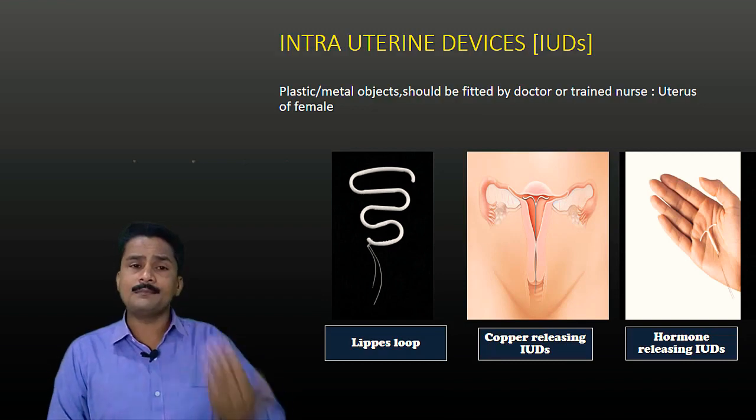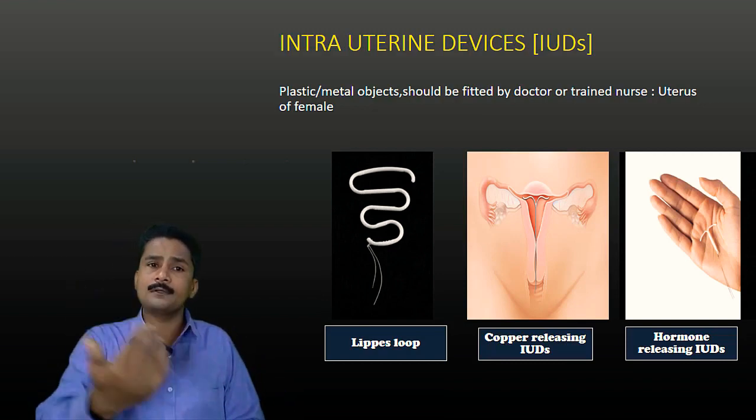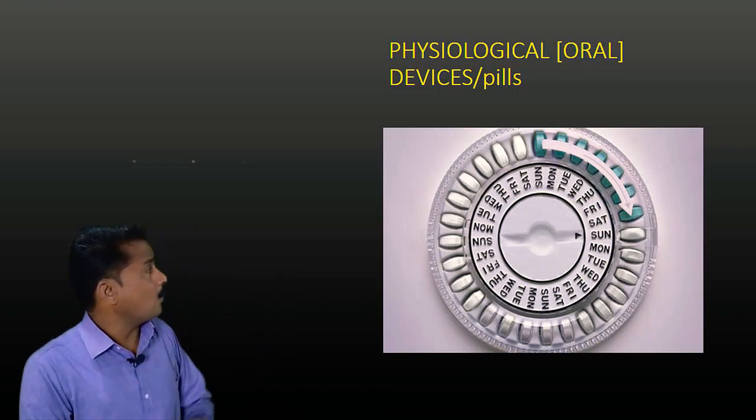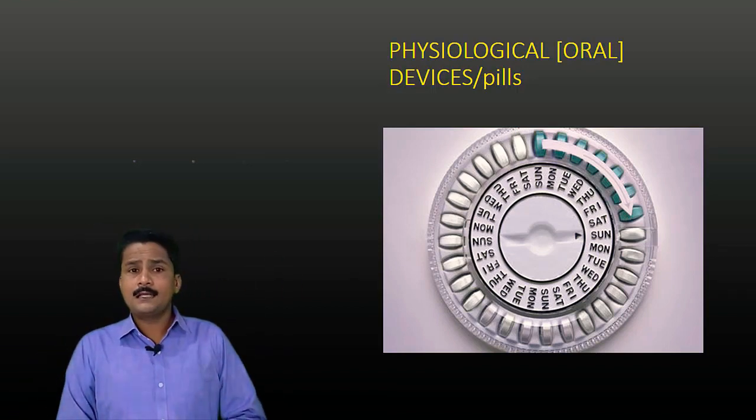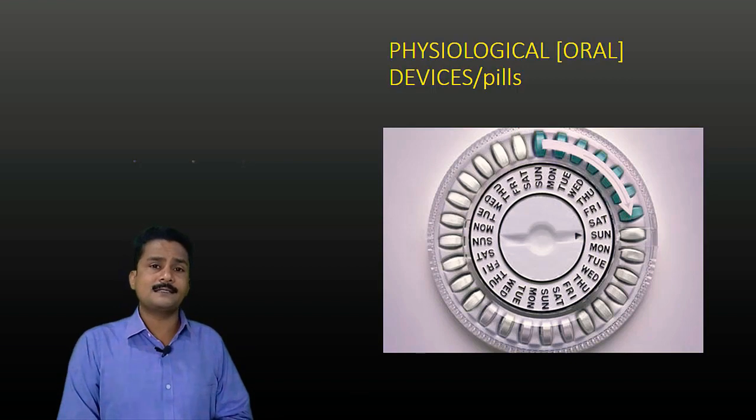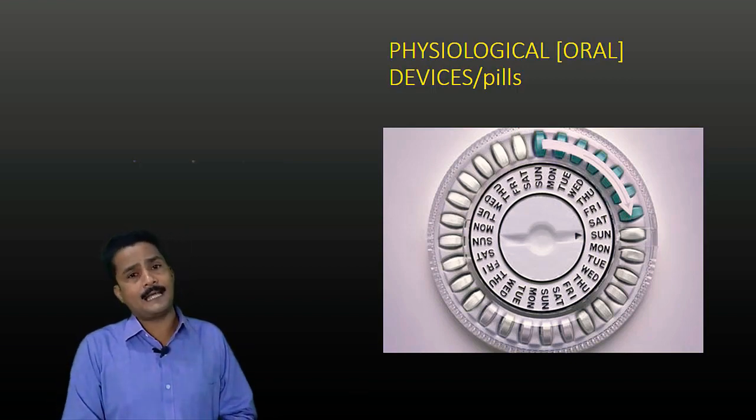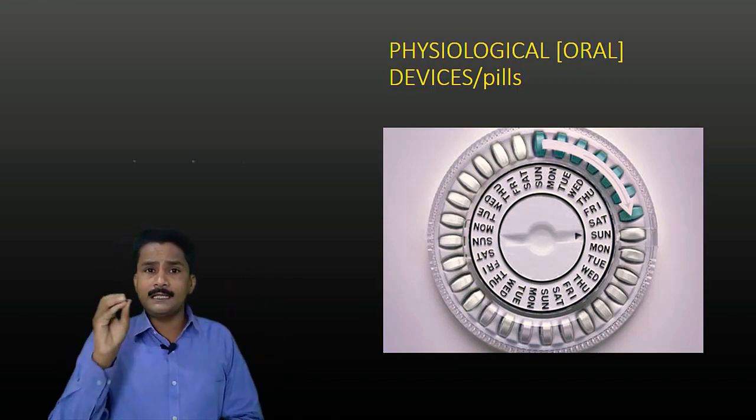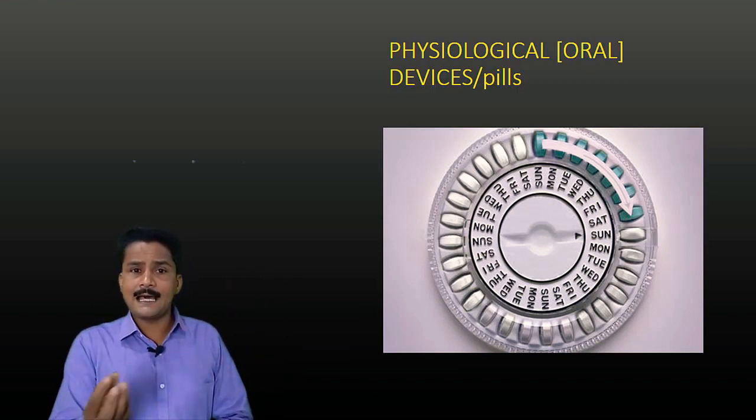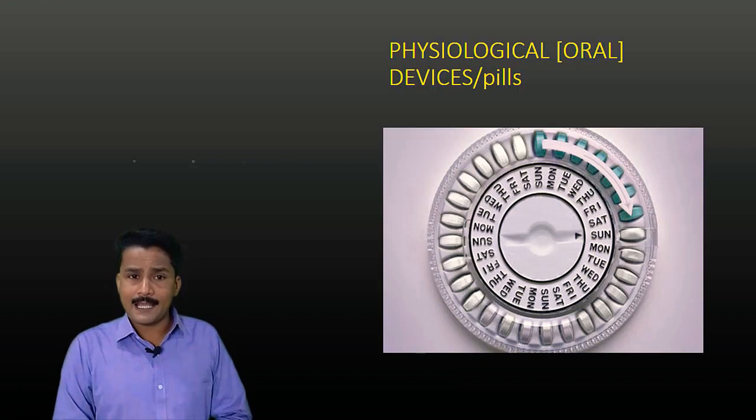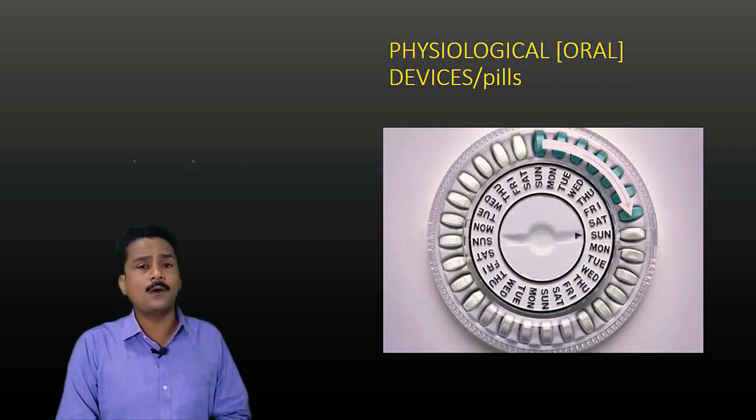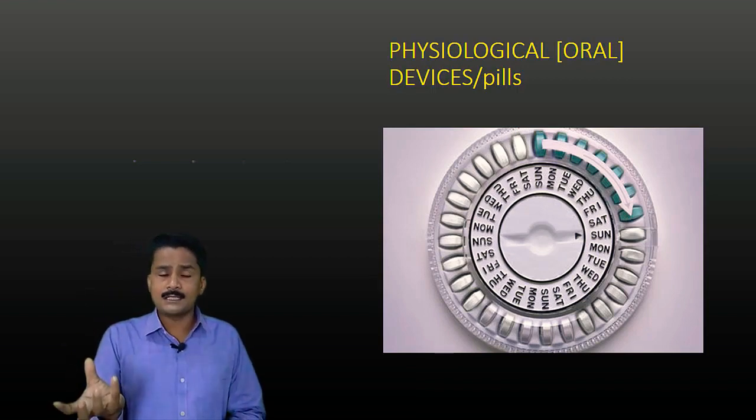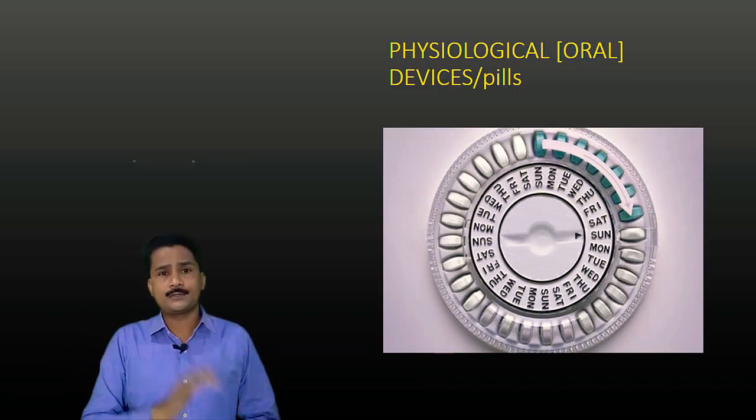So after the fifth type, we are going to concentrate on the sixth type, that is the physiological or oral devices. These are utilized in the form of tablets, commonly called pills. These pills are taken orally and hence they are generally termed oral contraceptives, and they contain hormones like progesterone and estrogen.